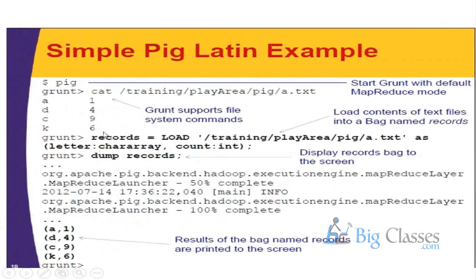See, there are the commands. Records is nothing but a bag name here. Mean in Pig we are going to call it bags. Records is equal to, means records is the bag name, is equal to load this file.